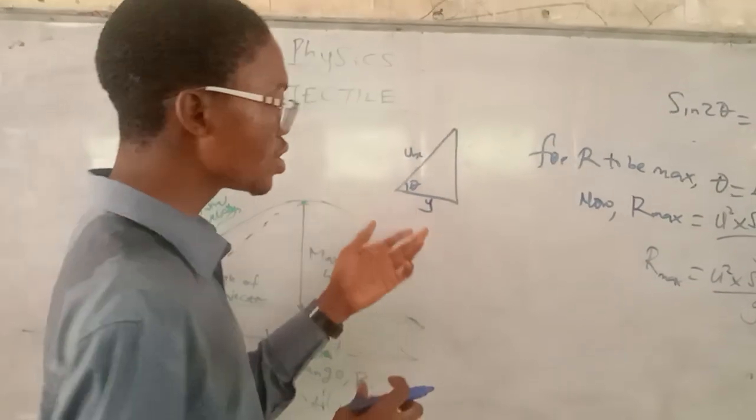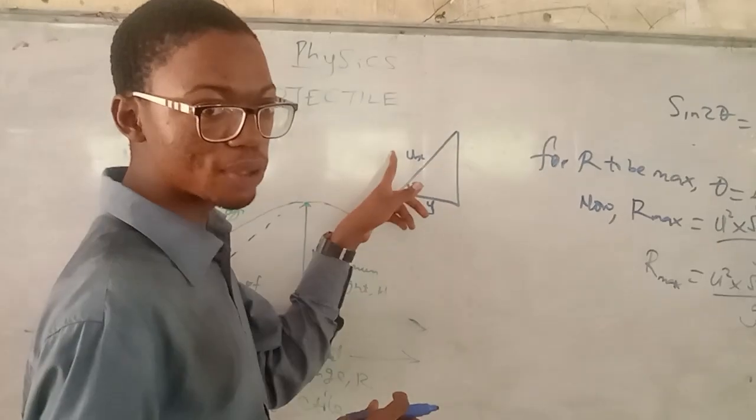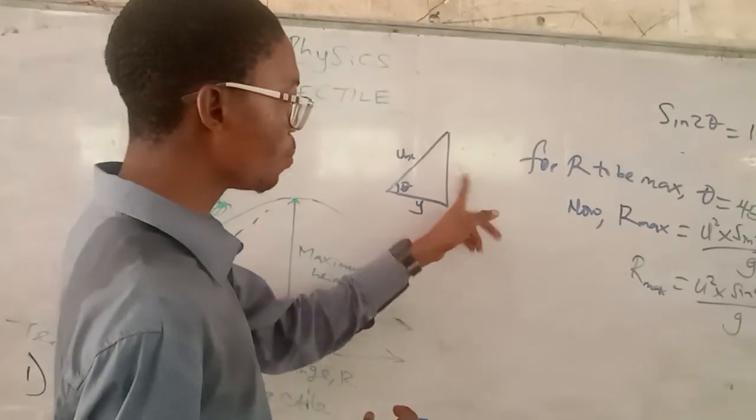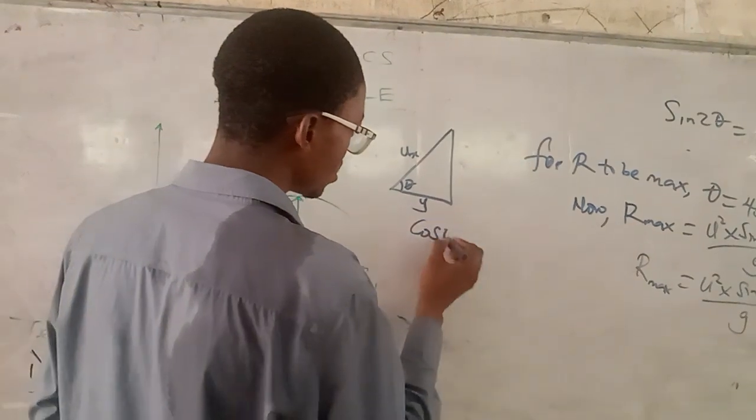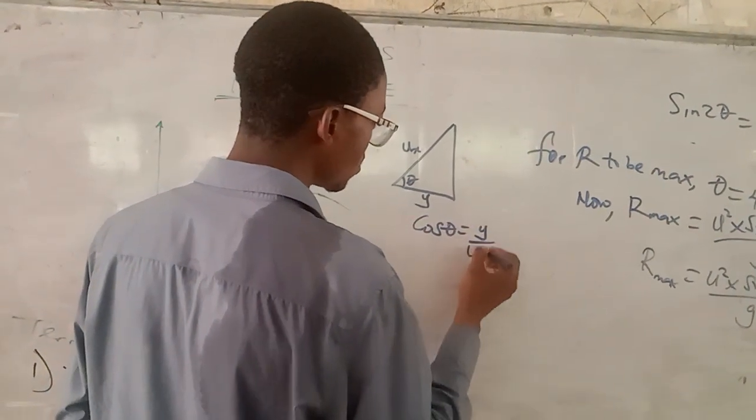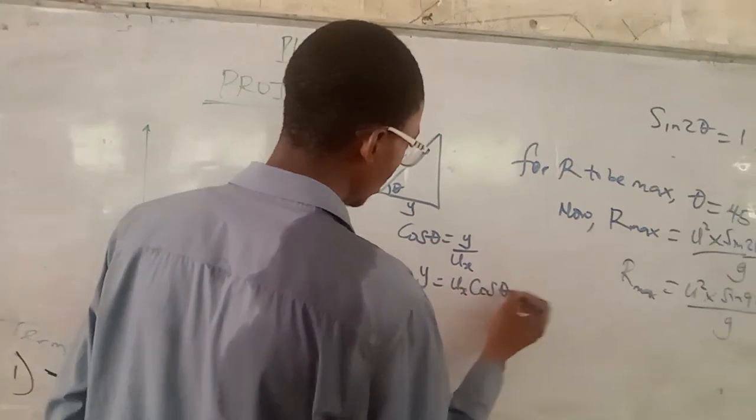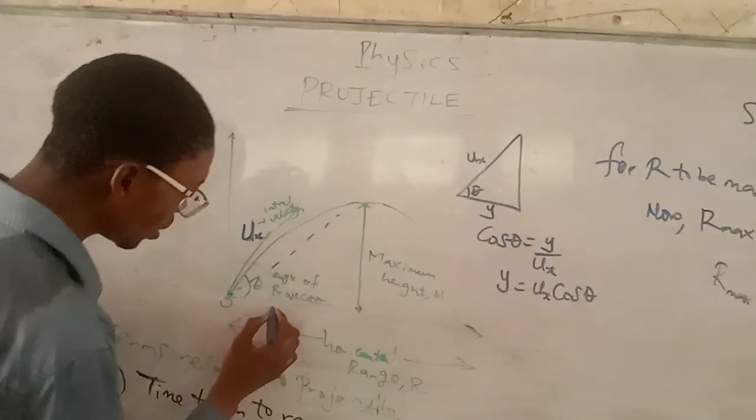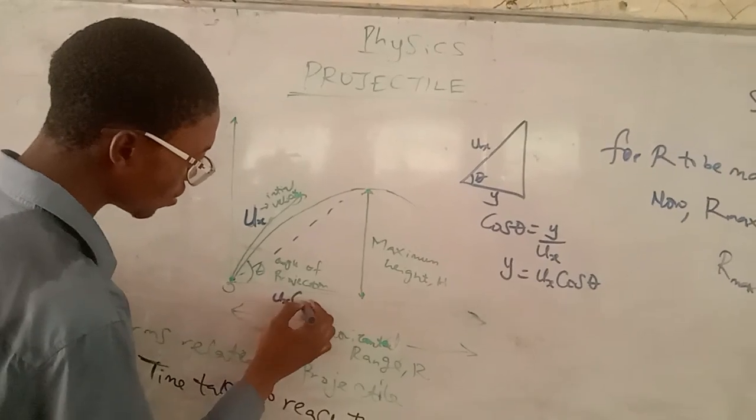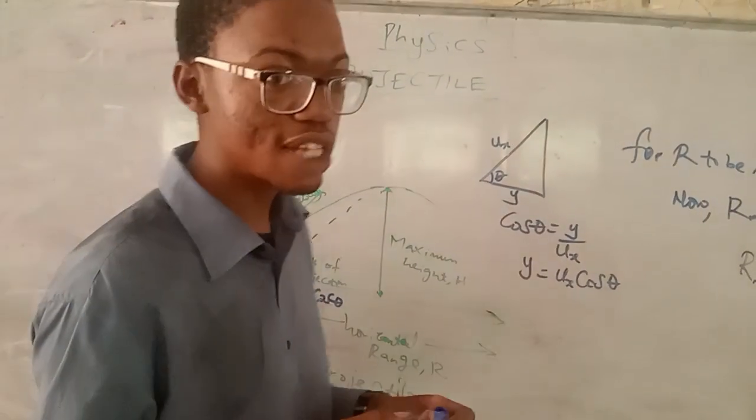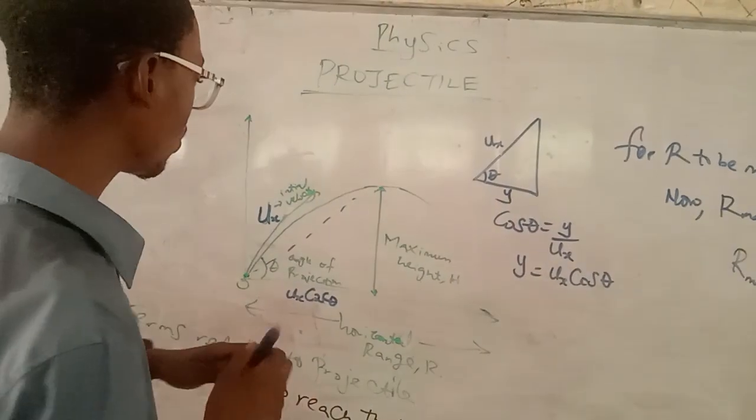Now using SOHCAHTOA, using cos. Cos is adjacent over hypotenuse, right? This is the opposite. Now your cos theta equals y over ux, and your y equals ux cos theta. So your horizontal component is ux cos theta. Do you get me?